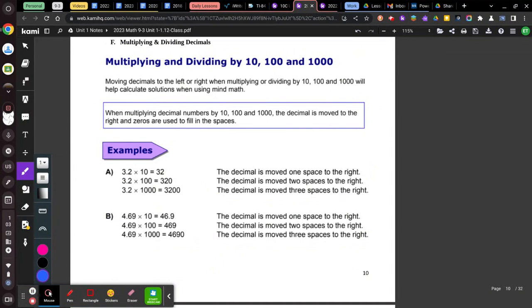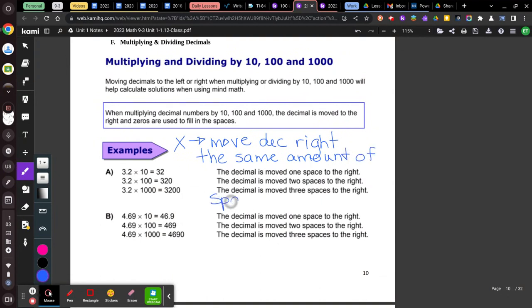Okay, so now we're going to multiply. It says multiplying and dividing by 10, 100, and 1,000. These ones can be easily done by moving decimal places. So when you multiply by 10, when you multiply, you move the decimal to the right the exact amount of spaces as zeros. So the same amount of spaces as zeros.